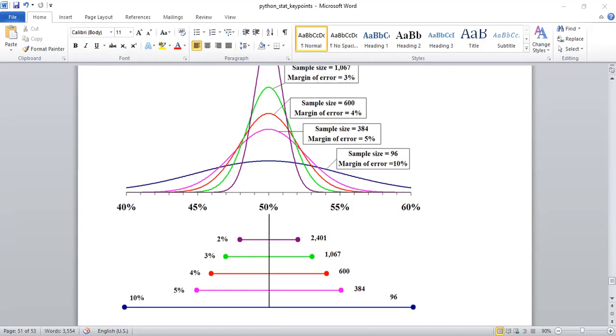So for a given confidence level, 95% or 99%, whatever, the size of the confidence interval is determined by three factors. First, sample size. Second, percentage. Third, population size. So what is sample size? The larger your sample, the more sure you can be that their answers truly reflect the population. This indicates that for a given confidence level, the larger your sample size, the smaller your confidence interval.